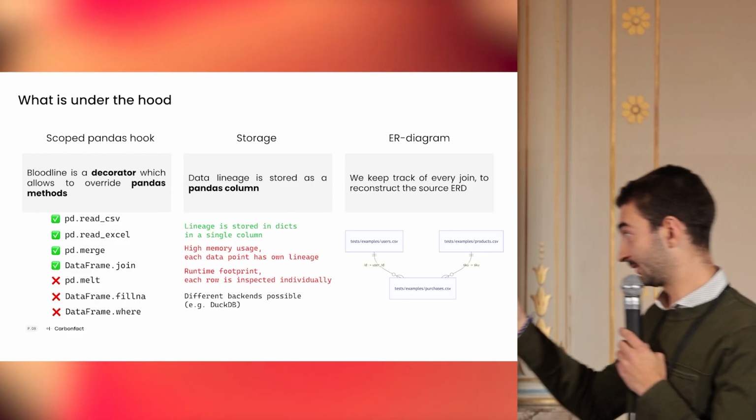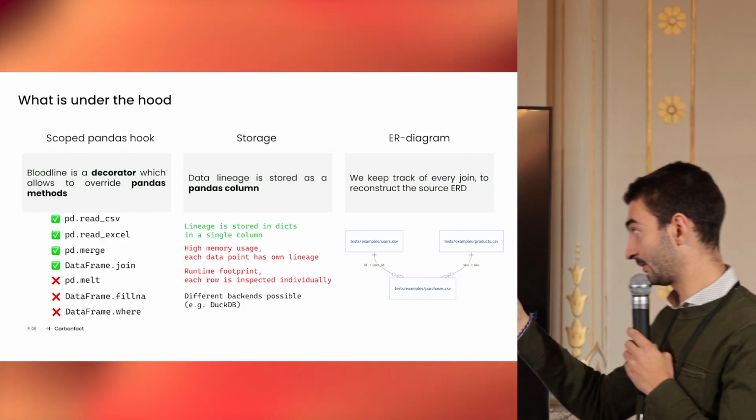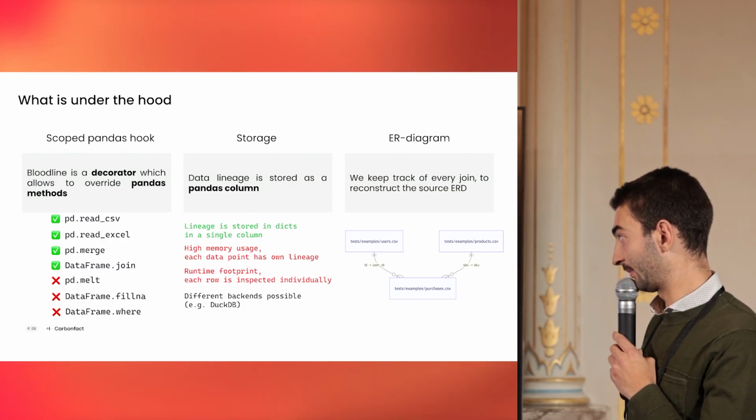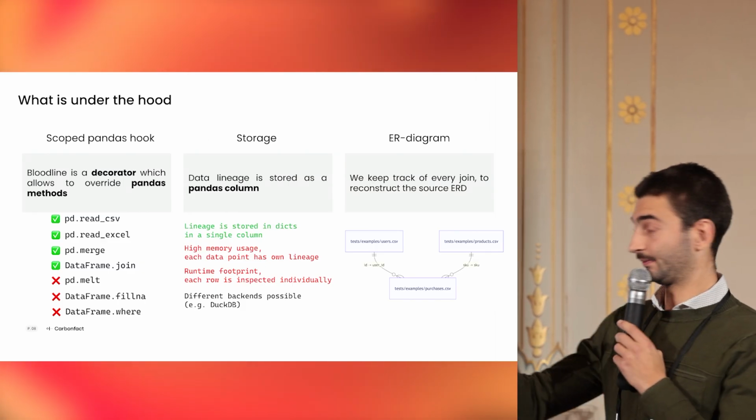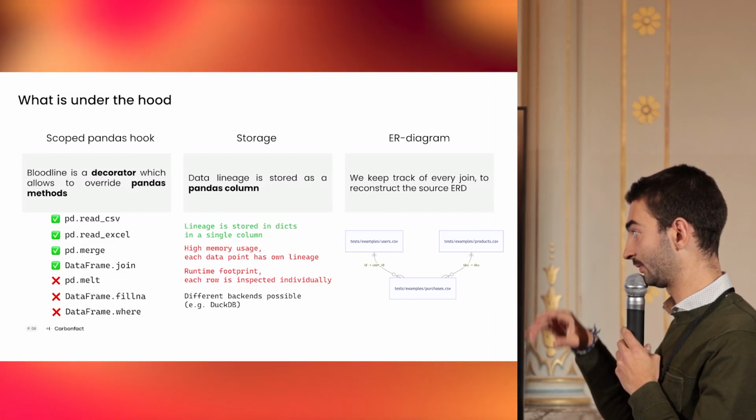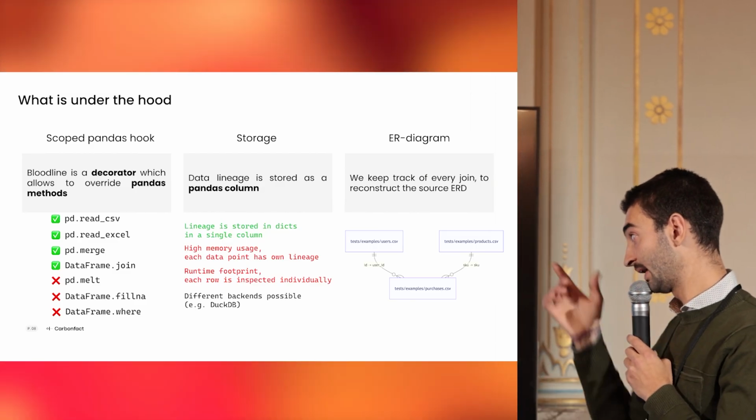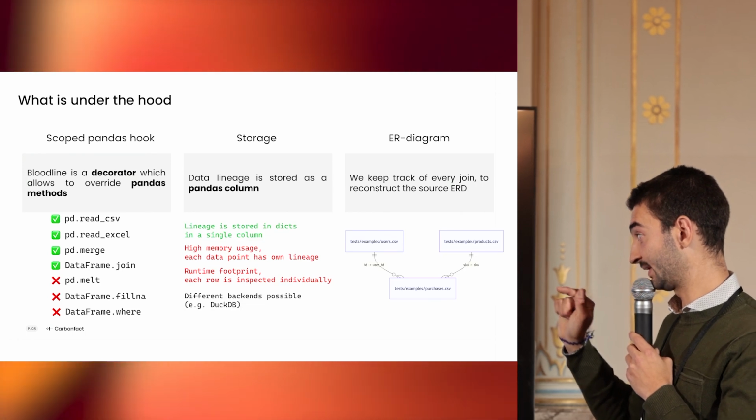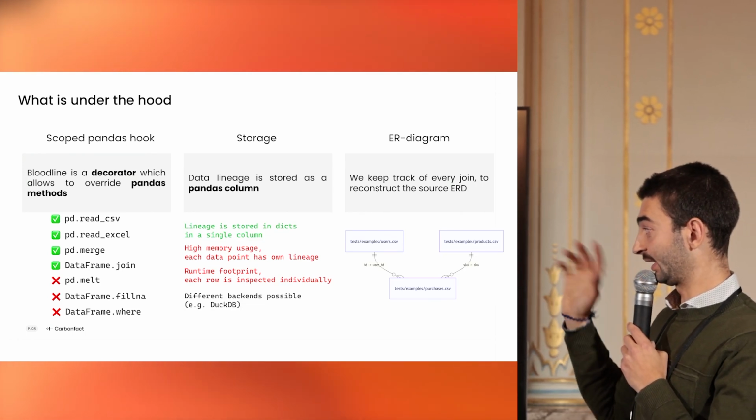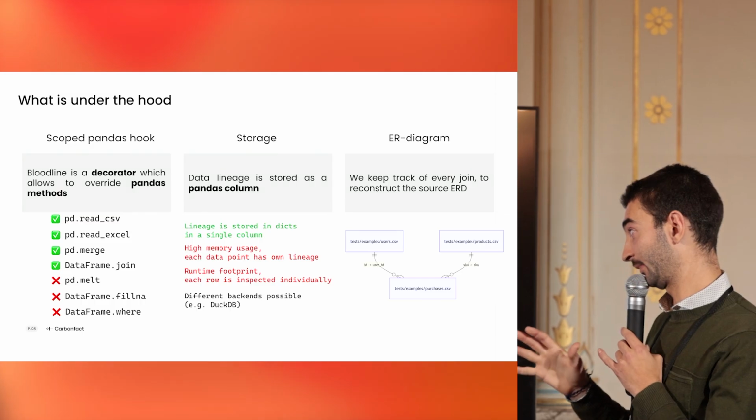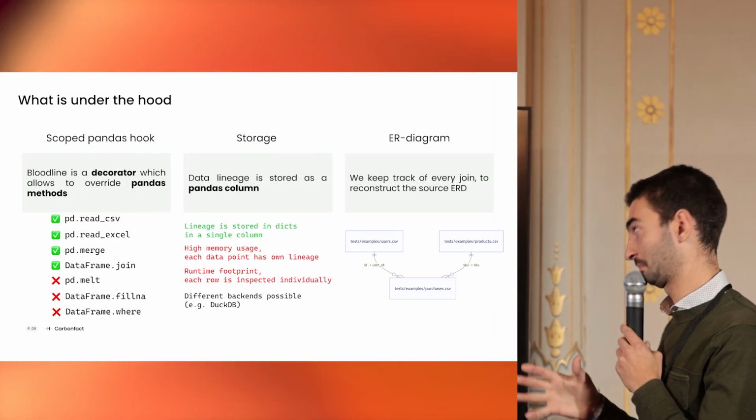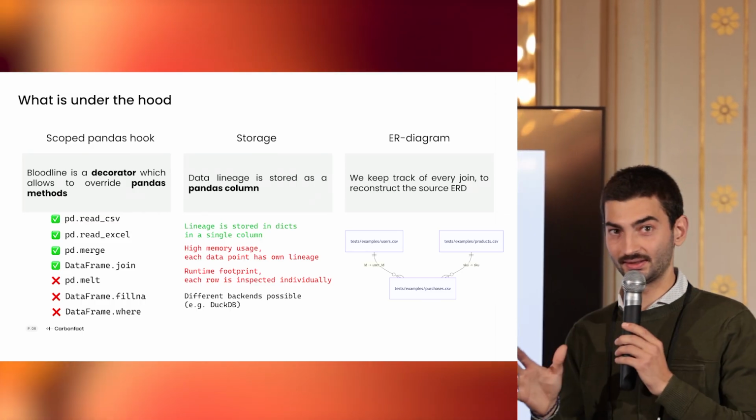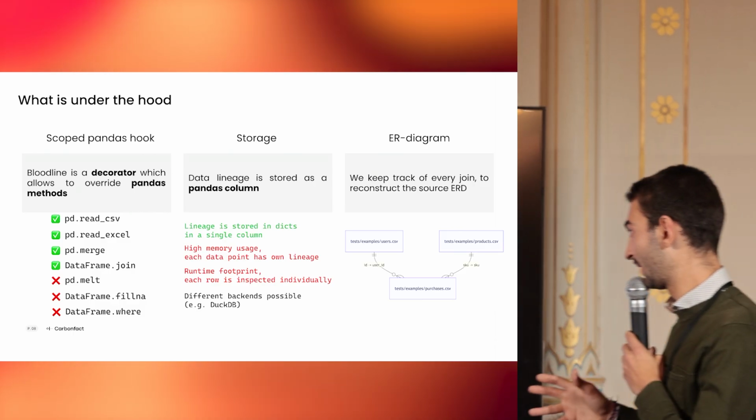And so yeah, as it's a decorator, we started to implement some core pandas methods. So the read CSV I showed you before, we do it for Excel files, the merge will also show, then the join. And the next functions we're going to implement are melt, fill and where, because basically we think that if we cover these methods, we cover nearly 80-90% of the use cases.